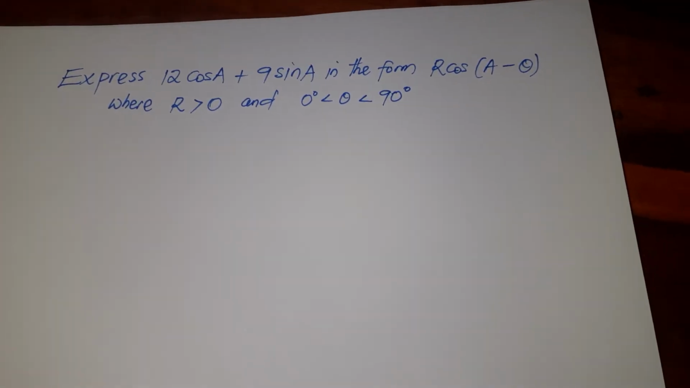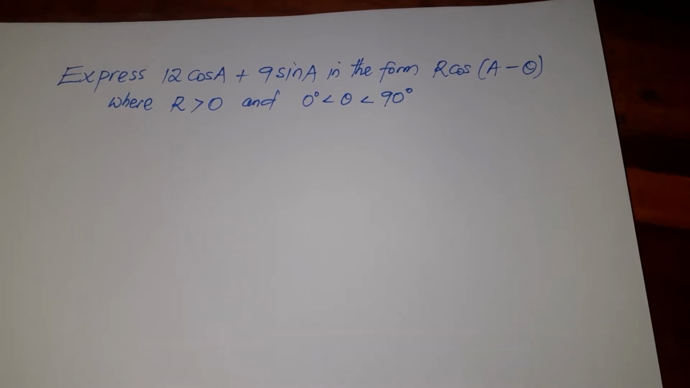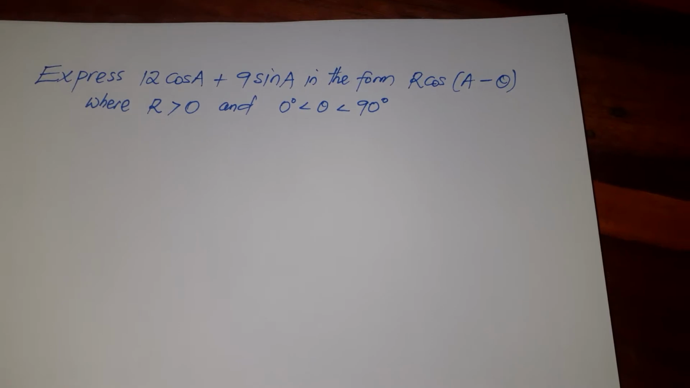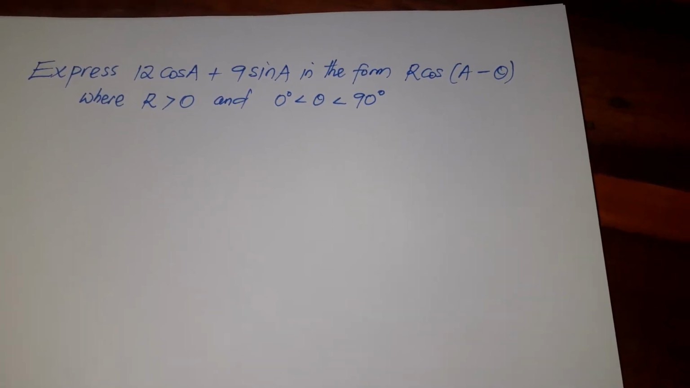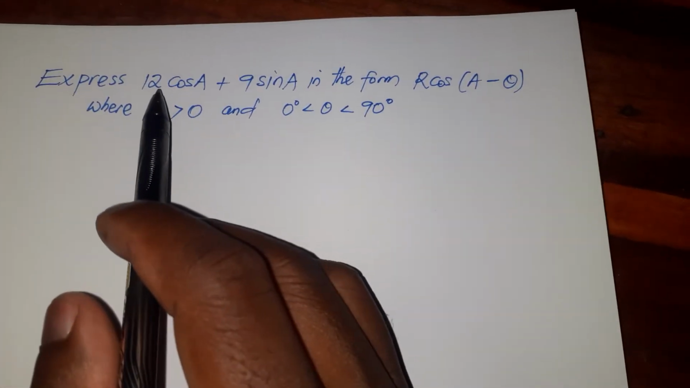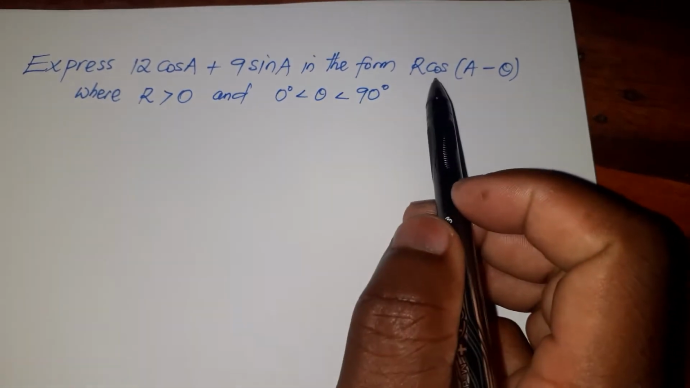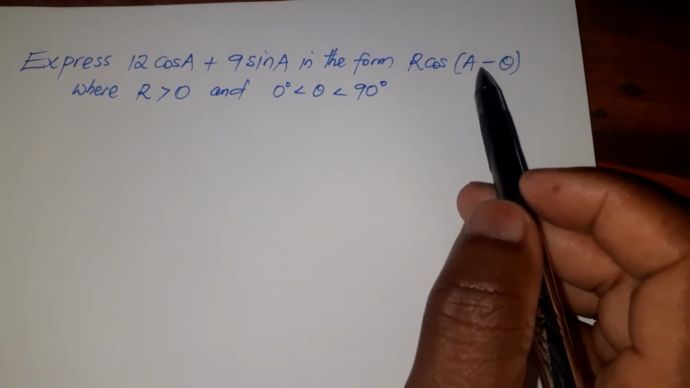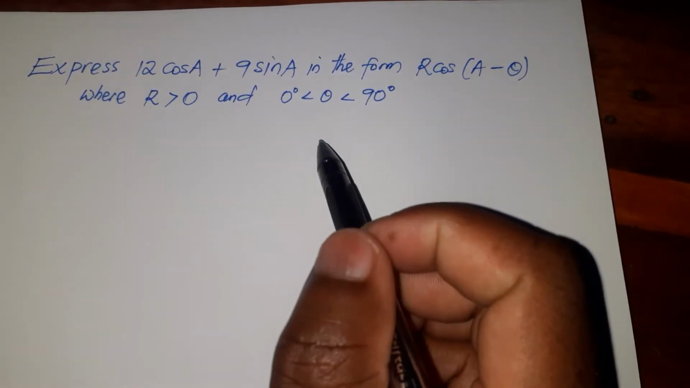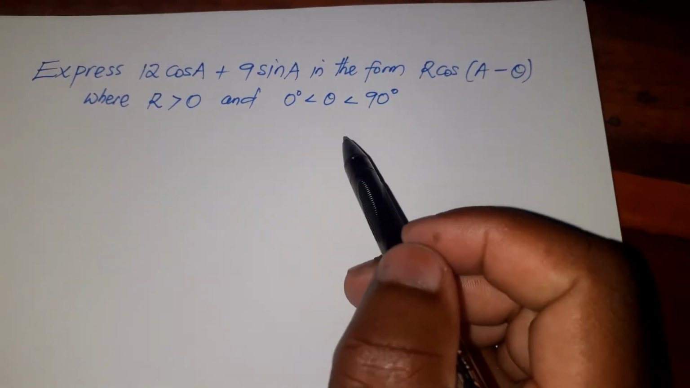In this video, we are going to look at a certain question on trigonometry, where we need to apply the knowledge that we have of identities. And this question says that we should express 12 cosine A plus 9 sine A in the form R cosine of A minus theta. And we are told that R should be a positive integer, and then our theta is actually between 0 and 90 degrees.